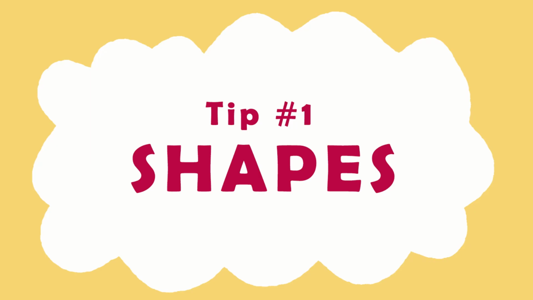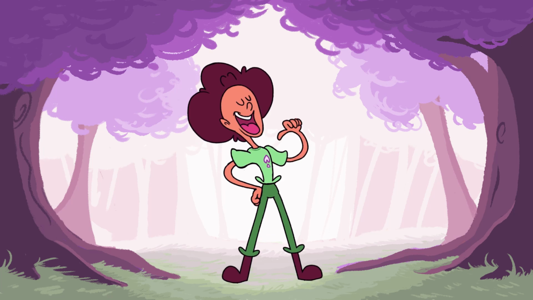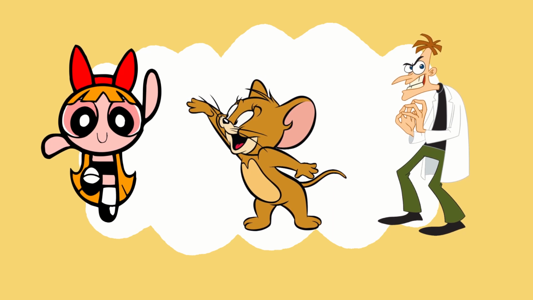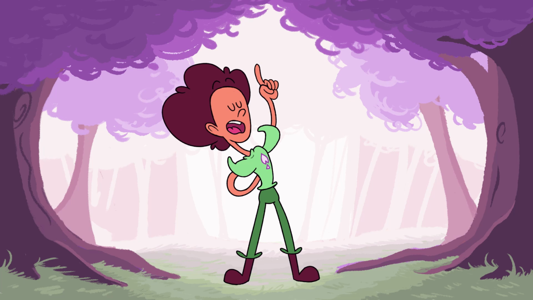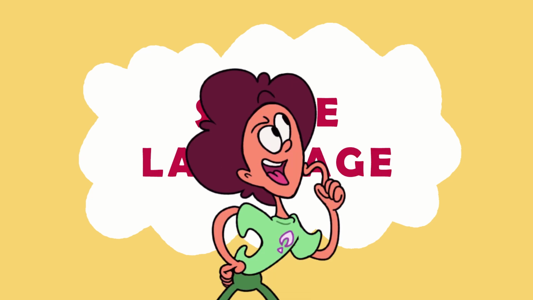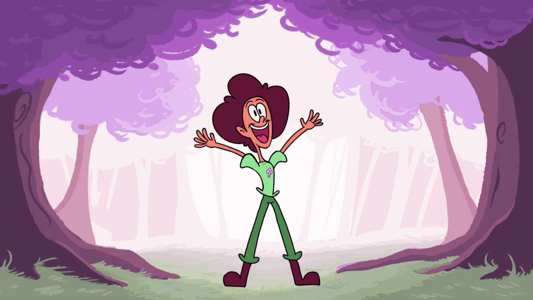Tip number 1, shapes. One huge thing to keep in mind throughout the video is to keep your characters simple. Most cartoon characters we know have very simple designs. One of the best ways to simplify a character is to view them in shape language. Shape language is a very helpful tool for both simplifying the characters and determining their personality. There's many different shapes out there, but for cartoons, we luckily only need to know 3. These 3 are circles, squares, and triangles.